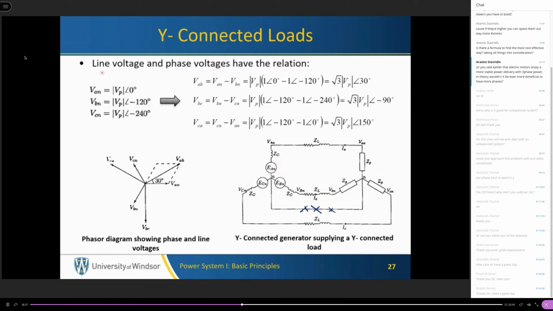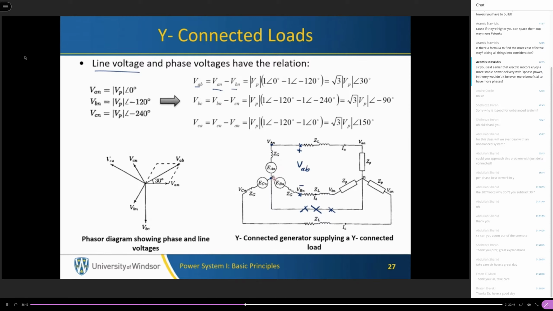Here I'm going to introduce a new voltage definition, which is called the line voltage. So the phase voltage is the voltage between the neutral and one terminal of the generator, let's say terminal A. This is called the phase voltage. But we have another voltage called the line voltage, which is between two terminals of the generator. So this is, for instance, VAB, which is VA minus VB. It is the voltage between these two terminals.